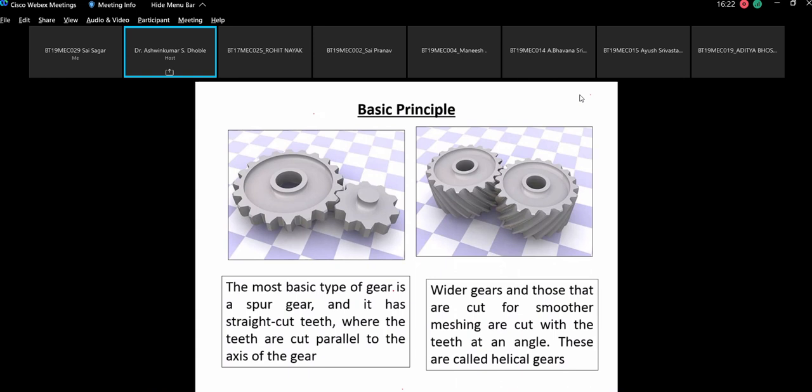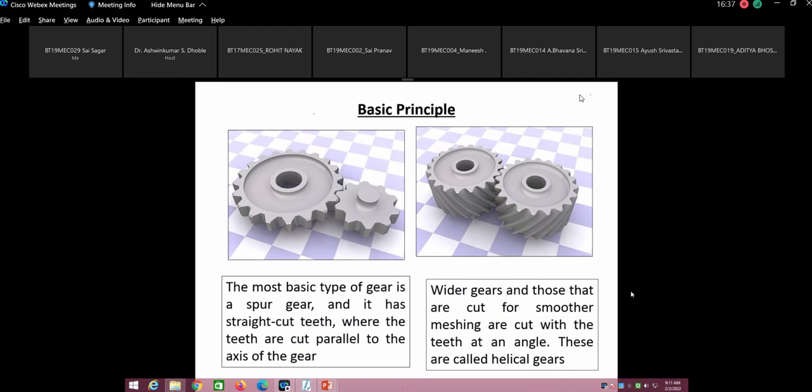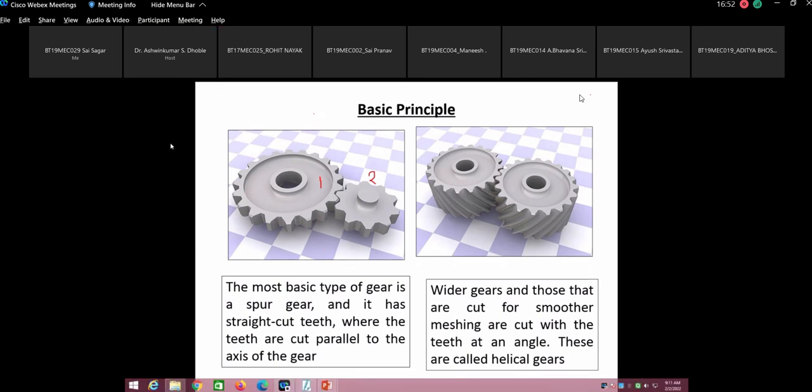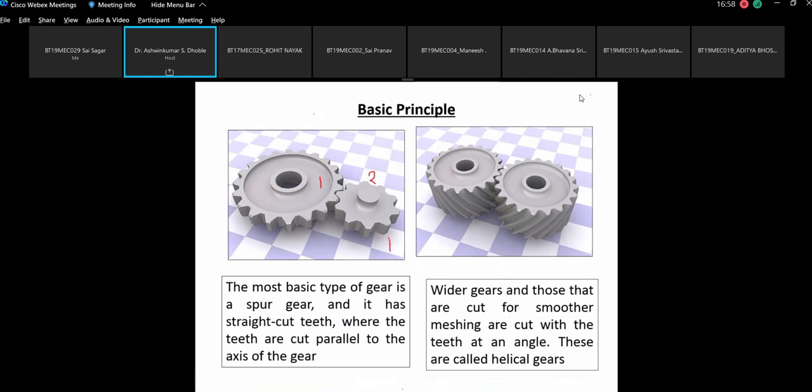I hope you have studied the spur gear in your theory of machines class. Am I correct? How do you define the pinion and gear in this? Let us say in this particular picture, gear 1 and gear 2. Which is pinion and which is gear? Pinion is the one with the smaller diameter. Very good. Usually in a gear train, the smallest gear is termed the pinion. The other ones are gears.